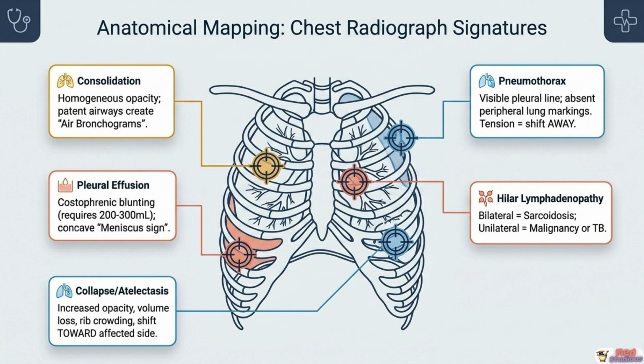Finally, hilar lymphadenopathy carries a critical laterality distinction. Bilateral hilar lymphadenopathy classically suggests sarcoidosis, while unilateral hilar enlargement should immediately raise concern for malignancy or tuberculosis instead.